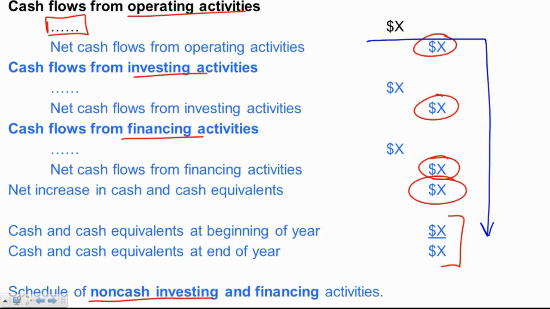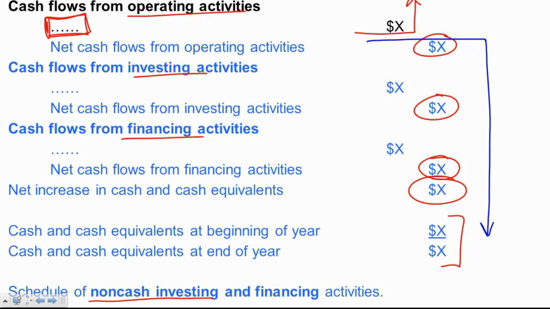The only part that's different between the two methods is this presentation of the operating activities section. Okay, these dots over here, the individual lines within the operating activities. But the total operating activities is exactly the same under each method. Investing and financing, the bottom, the schedule of non-cash investing and financing, exactly the same under the direct and indirect method.